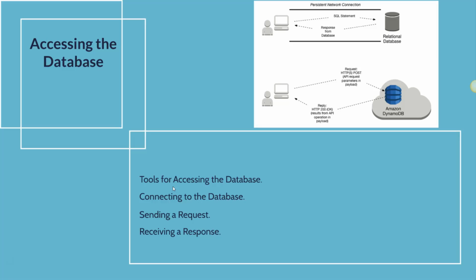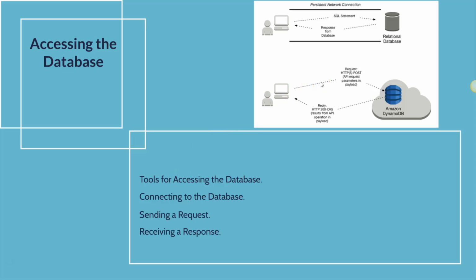So first is tools for accessing the database. If you have SQL, then the relational database provides a command line interface so that you can enter ad hoc SQL statements and see the results immediately. But if you go to Amazon DynamoDB, in most cases you write application code. You can also use the AWS Management Console or AWS command line interface to send ad hoc requests to DynamoDB and view the results.